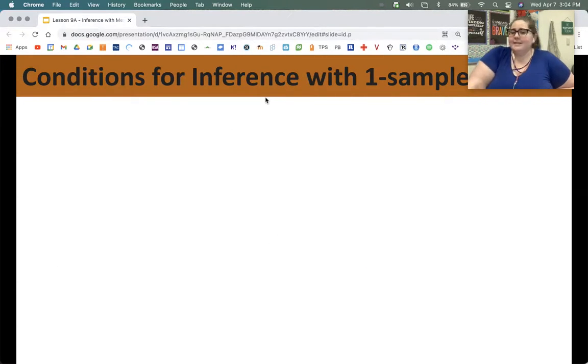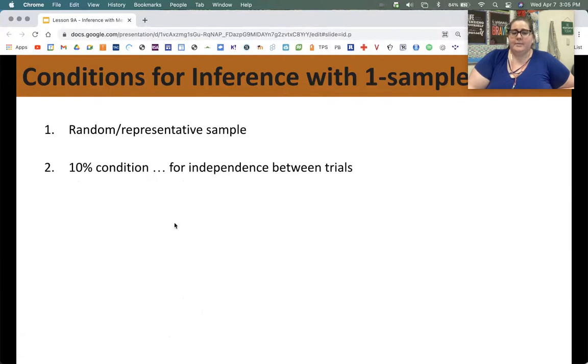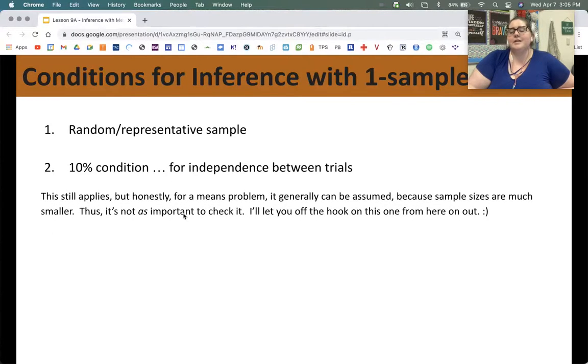So real quick, conditions. The first two conditions are going to feel very familiar because they are the same conditions we've used for the last unit and the unit before that. So do we have a random or representative sample? 10% condition checks for independence between trials. I will say for numerical data, this condition still applies. It's just really not as important, mainly because our sample sizes are generally pretty small. So it can be assumed. It's just not as important to check.